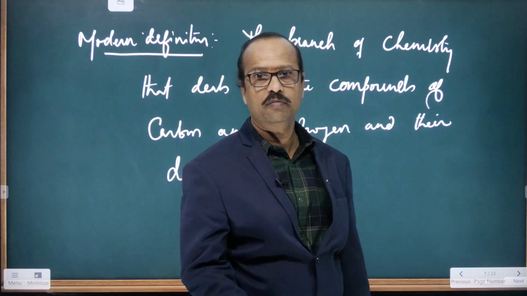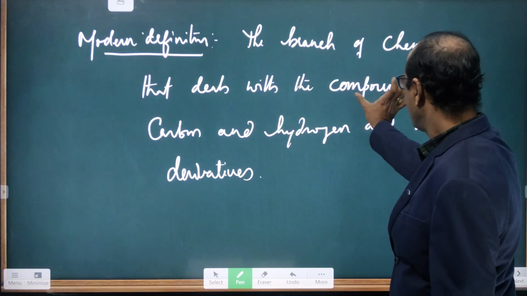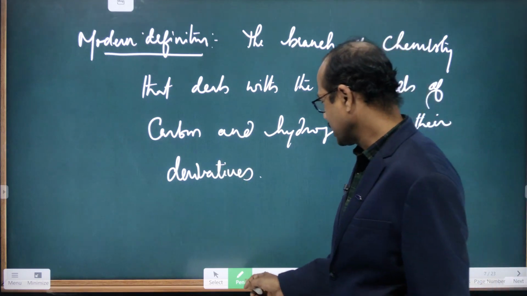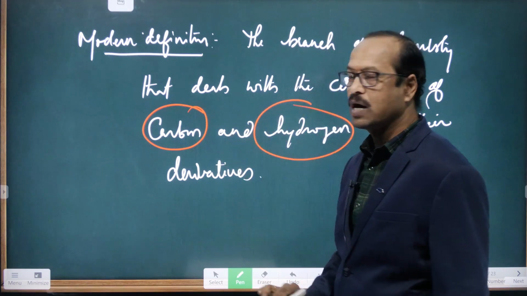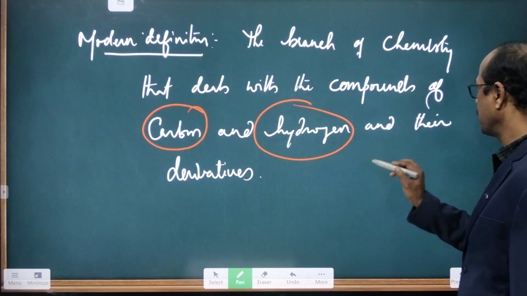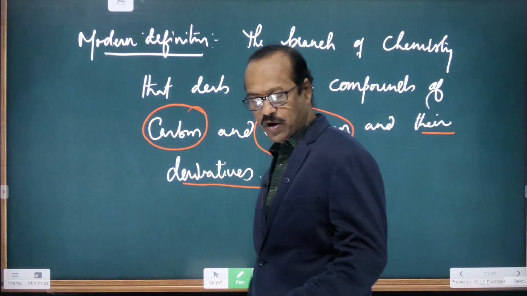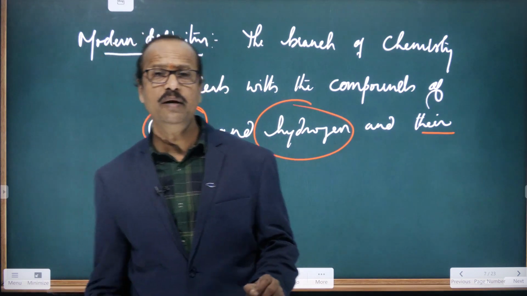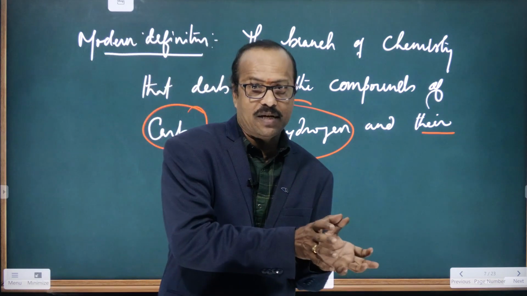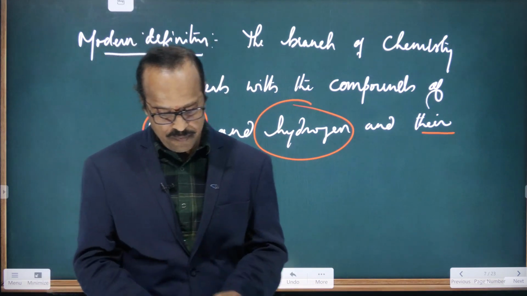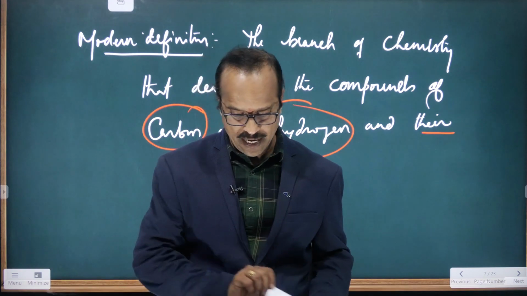So, what does the modern definition say here? The branch of chemistry that deals with the compounds of carbon and hydrogen, and their derivatives. It means compounds which consist of carbon and hydrogen as essential elements, and the compounds derived from these, that is, which can be prepared from these compounds. This is the main definition of organic chemistry.